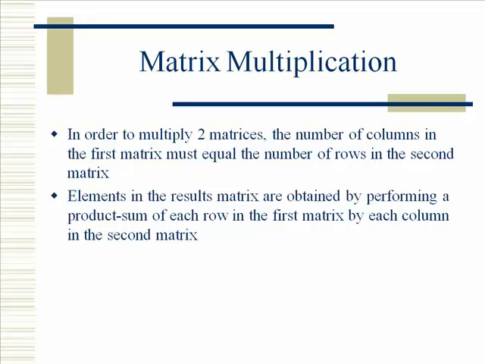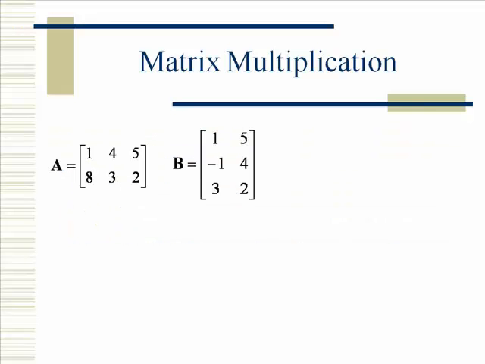Now once we've determined the order that we're going to multiply, then the elements in that results matrix are going to be attained by doing what I call a product sum. In other words, we're going to be multiplying a row by a column. So we'll multiply two elements together, multiply a couple more elements together, and then we will add those results. So let's see if we can explain how this would work.